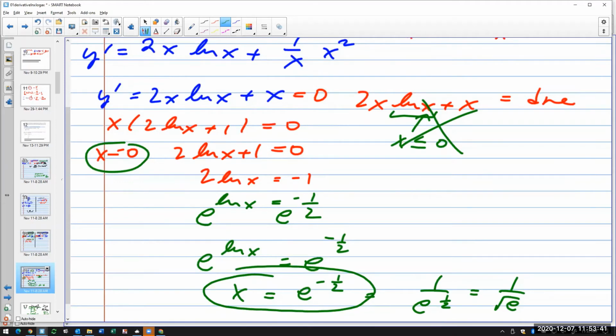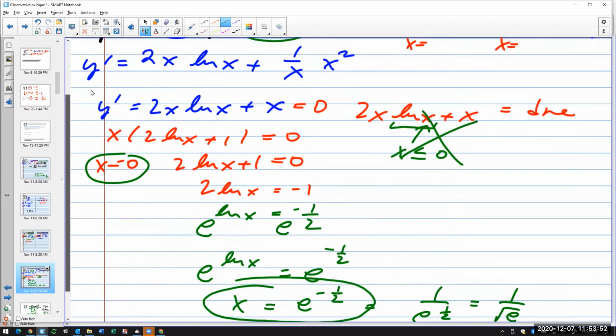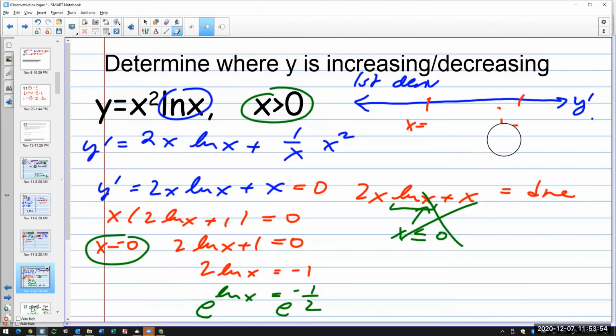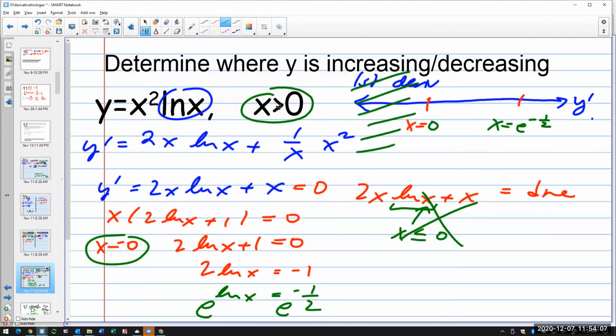Now I need you to tell me which one's bigger and which one's smaller. Which one's going to go on the left and which one's going to go on the right? The 0 goes on the left. Even though e to the negative 1/2 has a negative sign, it's actually not a negative number. So e to the negative 1/2 there, 0 here, and then I'm going to plug in test points, but I don't have to plug in any numbers that are less than 0 because x is greater than 0.